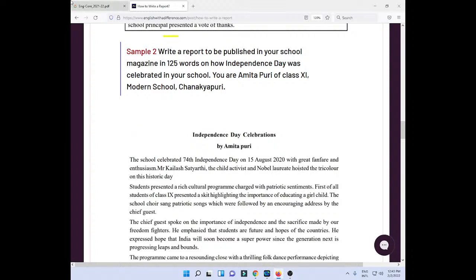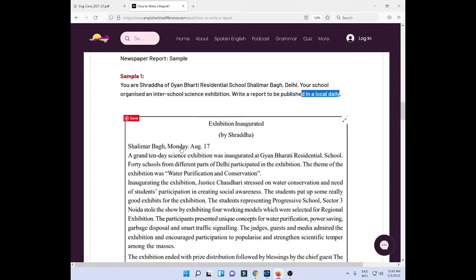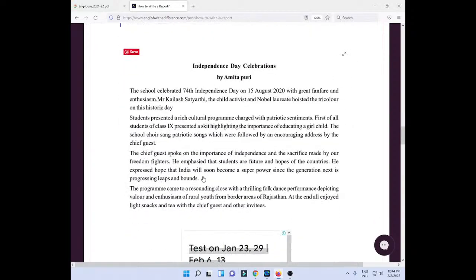As you are writing in the school magazine, you see there is no mention of the place, day and date required. There is no need of writing place, day and date because it is being written in the school magazine, right? So it is an event. As you can see here, the event heading is followed by the name of the writer, and then the event is written in logical sequence. You'll be able to understand once you read it.